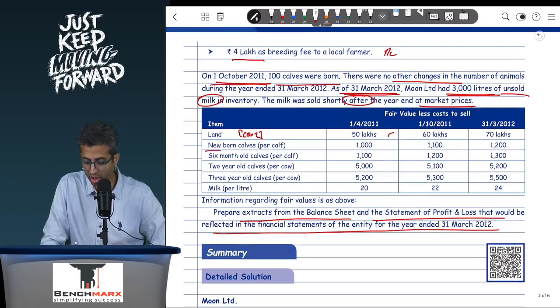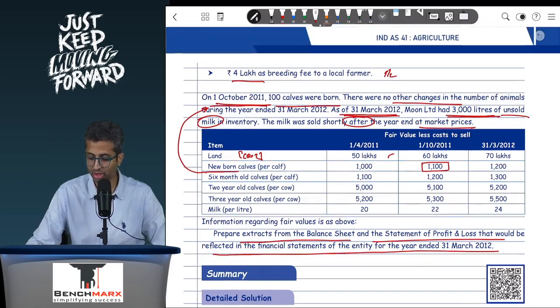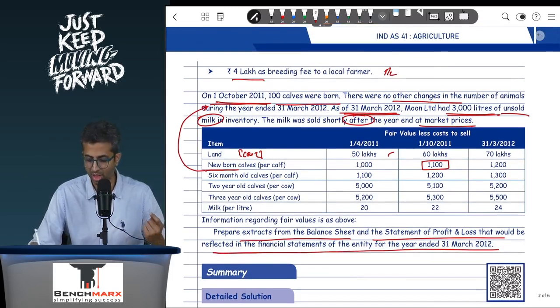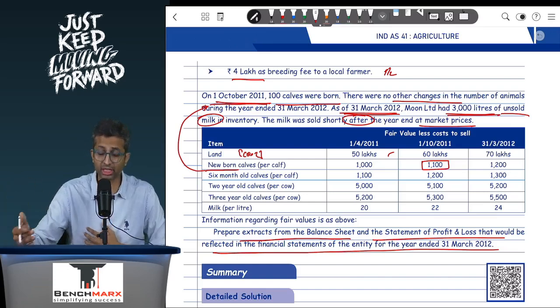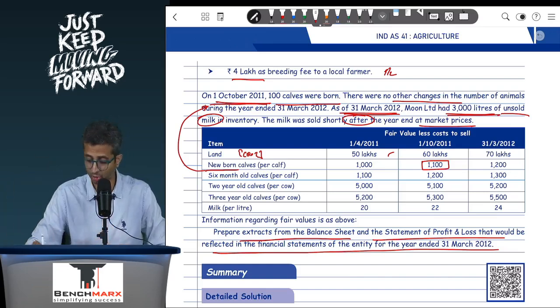Then you have the newborn calf. Now these calves, if you go to see, were born on 1st October and you will initially recognize them at 1100 rupees. So on 1st October, your entry will be calf account debit 100 into 1100, that is 1,10,000, to gain on initial recognition in the P&L account 1,10,000. So your calf in the balance sheet on 1st October will be 1,10,000 and a corresponding 1,10,000 will be taken to the P&L.